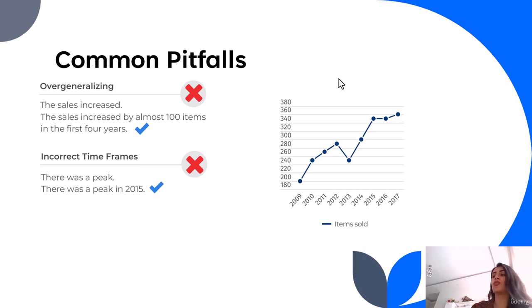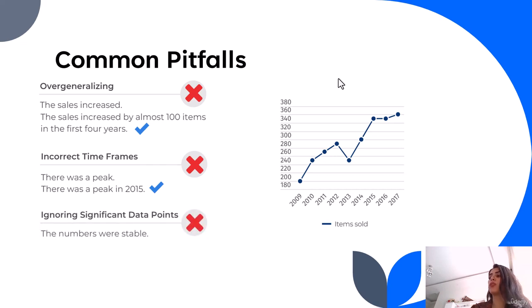Third one, ignoring significant data points. Don't overlook important changes or data points. Instead of the numbers were stable, highlight any minor fluctuations or important milestones. Being specific and accurate will enhance the clarity and quality of your descriptions.